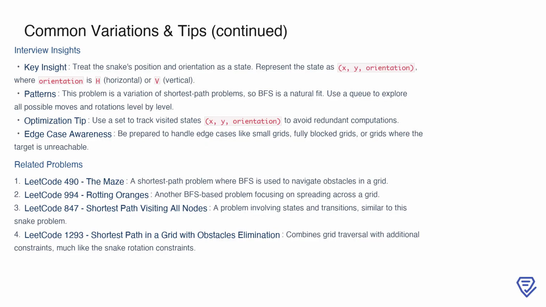Be mindful of edge cases, like very small grids, grids that are fully blocked, or scenarios where the target is unreachable. It's also helpful to recognize connections to similar problems. For instance, LeetCode 490, the maze, involves navigating obstacles with BFS. LeetCode 994, rotting oranges, requires spreading across a grid. Problems like LeetCode 847 and 1293 also deal with state transitions and grid constraints, making them great practice for this variation.